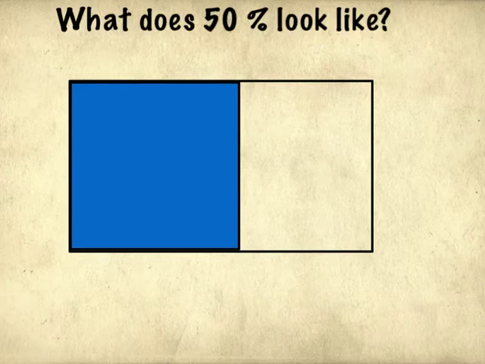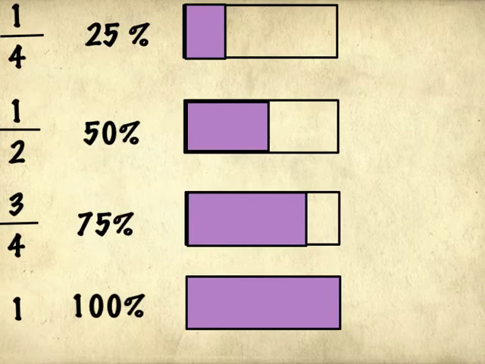When you're going to estimate percentages, it helps to have some benchmarks in your head. So if you know, for example, this is what 50% looks like, and that's not exact, but you get the idea, then that will help you figure out what other percentages might look like. The most common percentages to use for benchmarks are 1/4, which is 25%, 1/2, which is 50%, 3/4, which is 75%, and the whole, which is 100%.